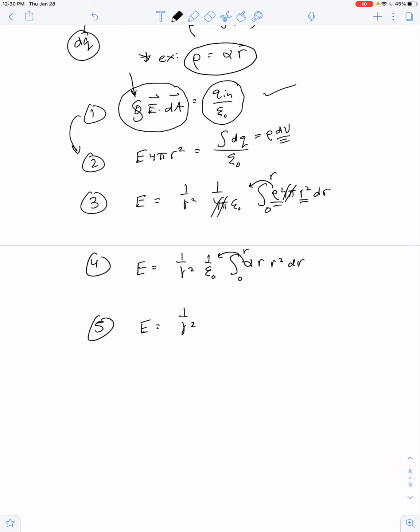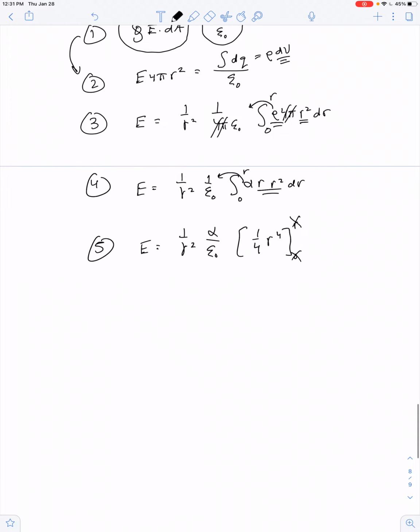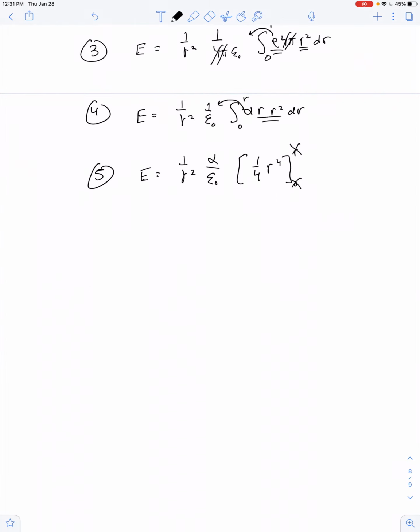E equals 1 over r squared alpha over epsilon naught, and then we're left integrating r cubed dr, which is going to give us 1/4 r to the 4th. If we're evaluating from 0 to r, very easy to disregard the limits in this case. And this r squared can cancel with two powers of r here, and we have E is equal to alpha over 4 epsilon naught, all multiplied by r squared.